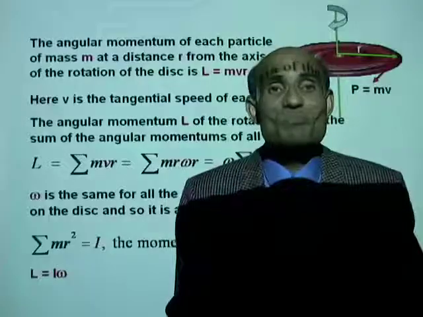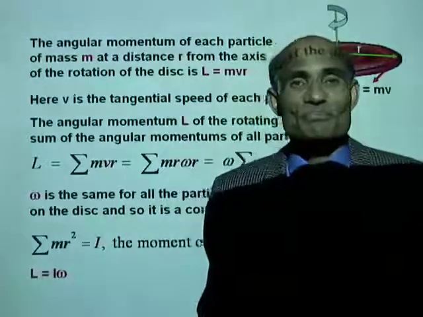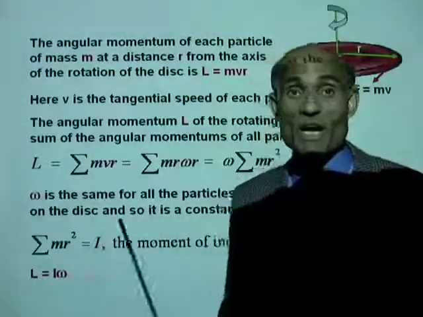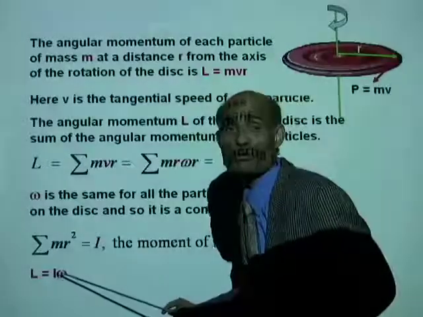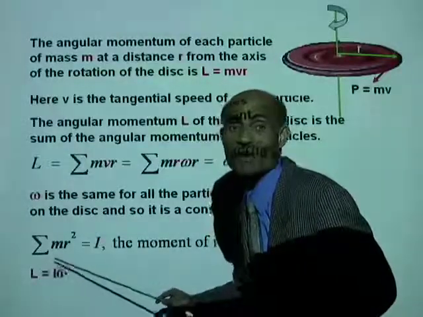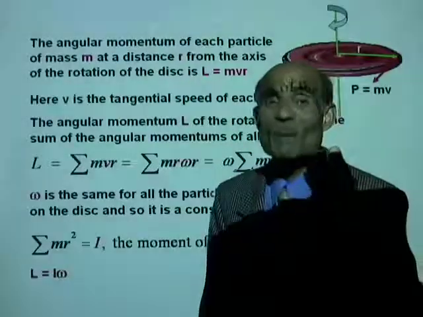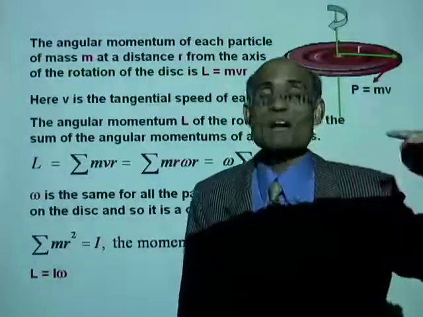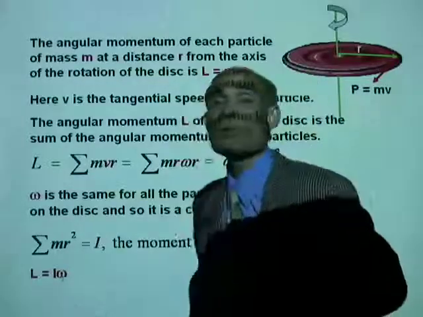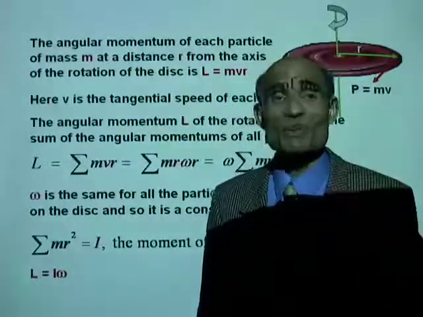The angular momentum of a rotational motion is I omega, where I is the moment of inertia of the particle about the axis of rotation and omega is its angular velocity.